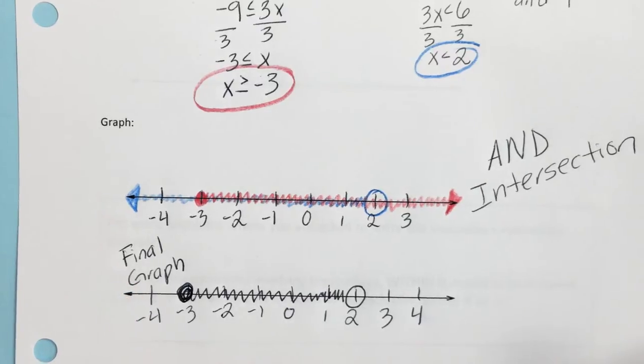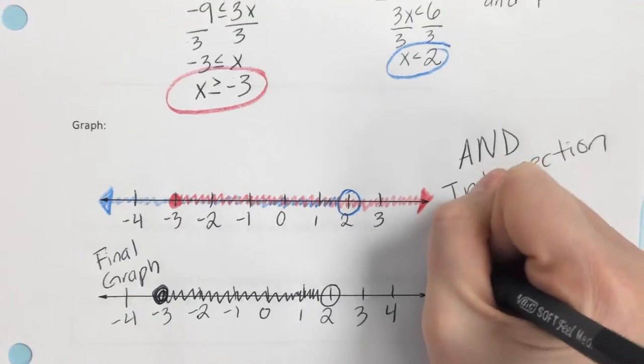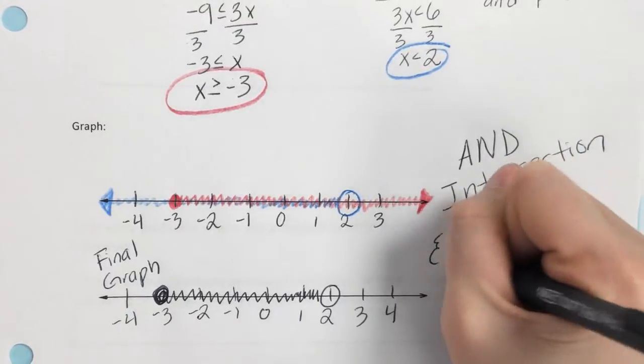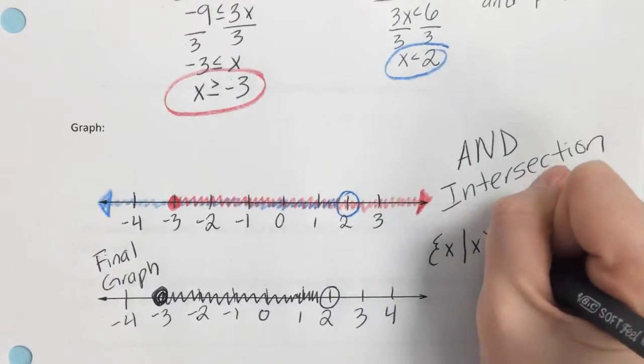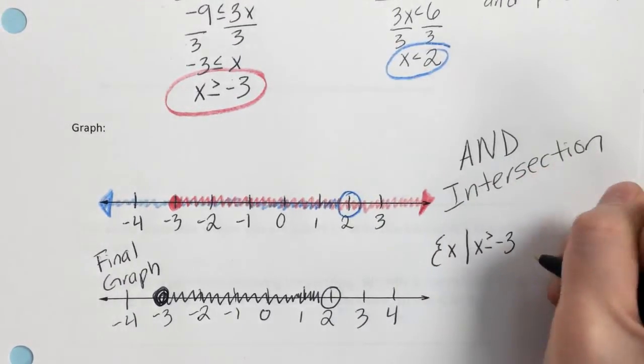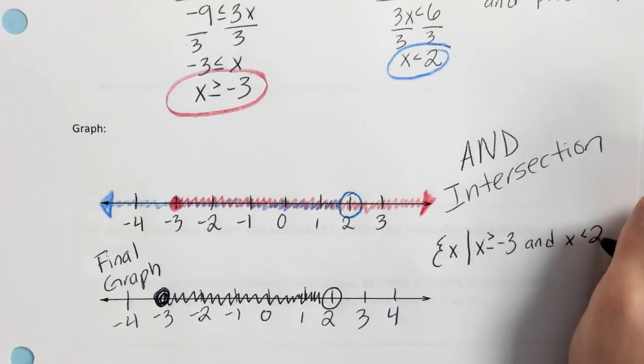So we still need to write our answer in set builder notation. For AND problems, there's actually 2 ways you can do this. The first way, we say for all x, x is greater than or equal to -3, and we write the word AND, x is less than 2.